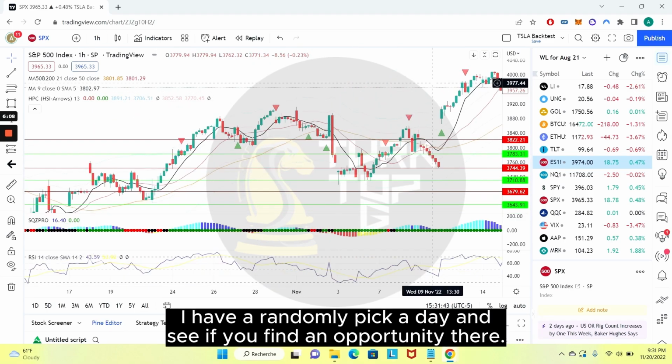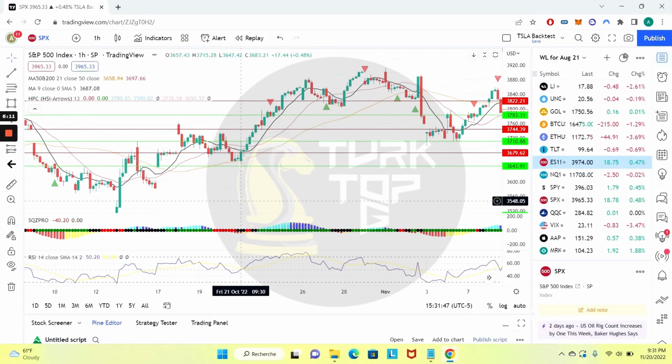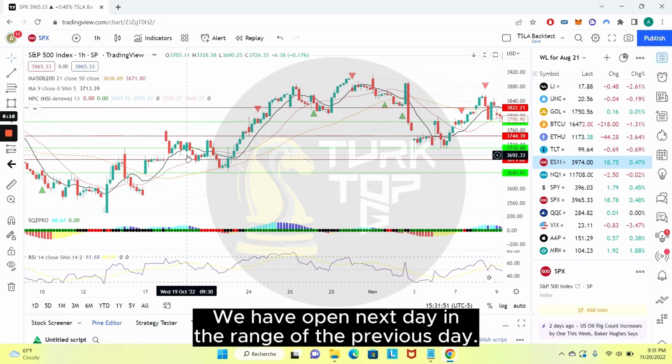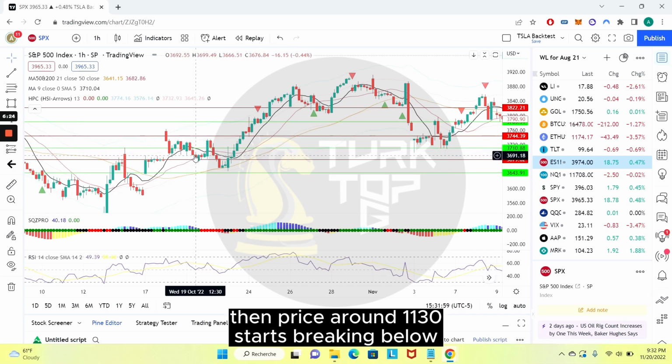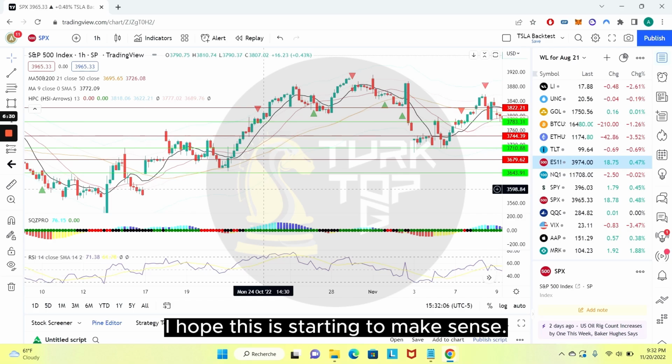Let's look at more examples. I will randomly pick a day and see if we find an opportunity there. All right, this one, for example. We open next day in the range of the previous day. We consolidate for 4 straight hours, and then price around 11:30 starts breaking below, and that will be your scalp opportunity of the day. I hope this is starting to make sense.